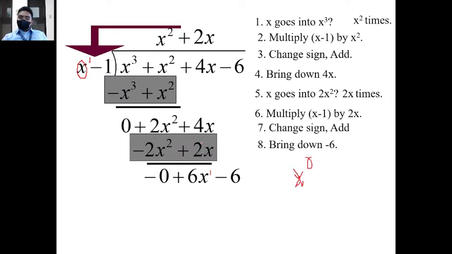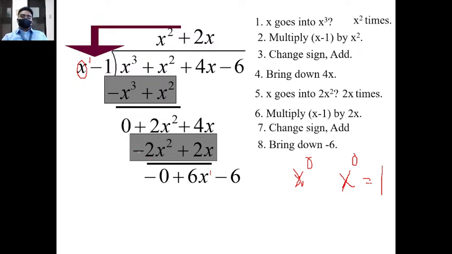Correct? But this is the question. If any variable or any number has the power of 0, what is the rule? Rules of exponent. Any number, any variable, once you have the power of 0, the answer will always be 1. Any coefficient, any number, any variable, when you have the power of 0, it always equals 1. Correct? Please remember that one.